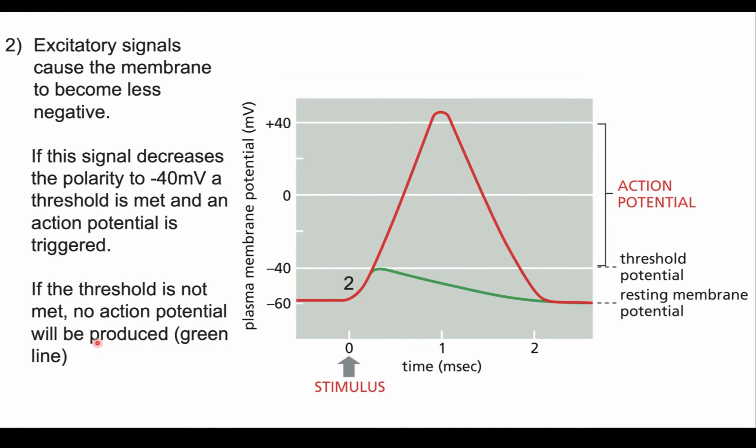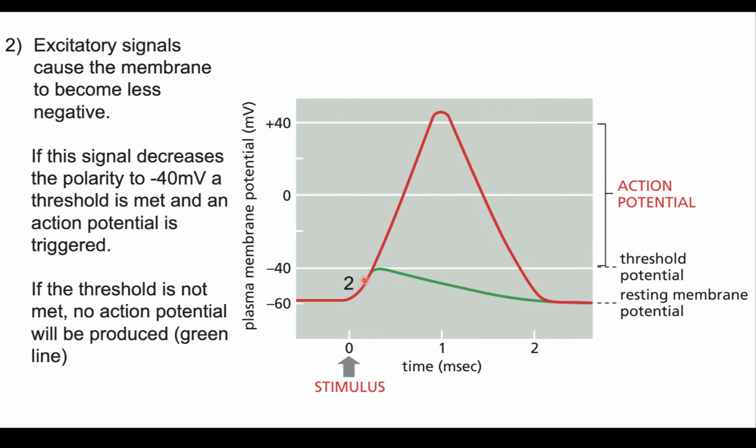If the neuron receives excitatory signals causing an influx of positively charged ions or a loss of negatively charged ions, membrane potential will become less negative. We can see that happening here where I've marked 2. If this signal decreases the polarity, starts to become more positive and actually hits minus 40, it will trigger an action potential.